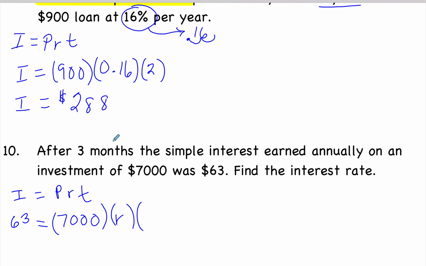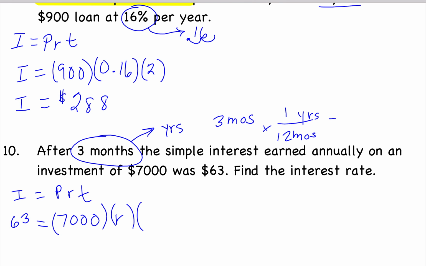How much time? 3 months. Now remember we need this to be in years. So how many years is 3 months? Well, remember we have 3 months, and we want to do a conversion from months to years, right? What's the conversion from months to years? 1 year has 12 months, right? So this is equal to 3/12 of a year, which is 1/4 of a year. So I think I'm going to use 0.25. You could use 1/4 or you could use the decimal 0.25.